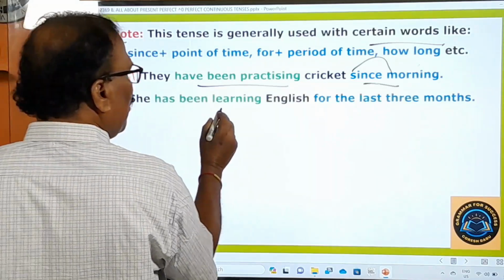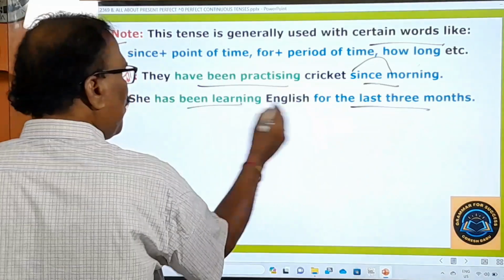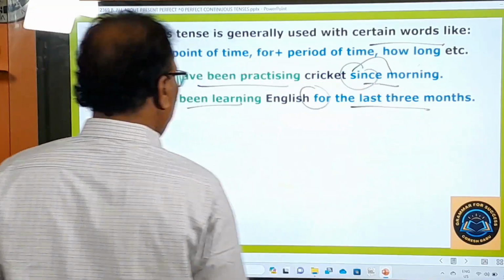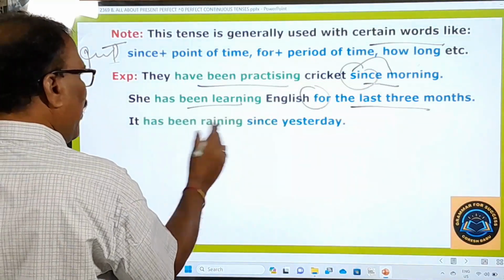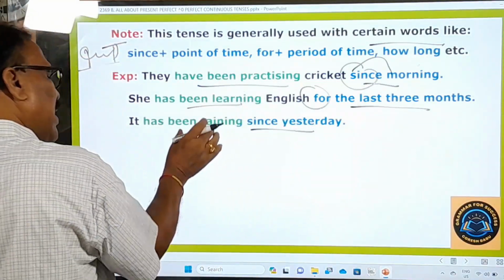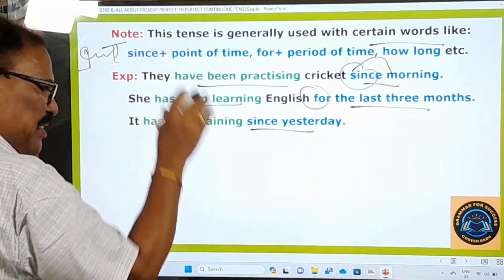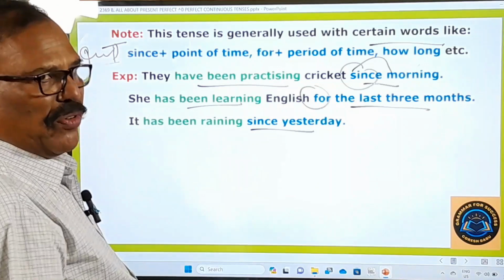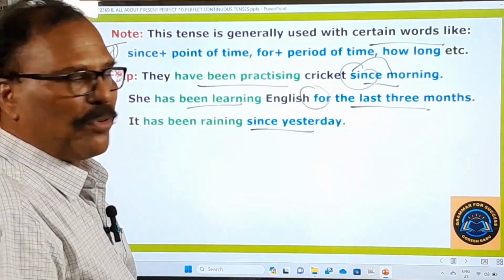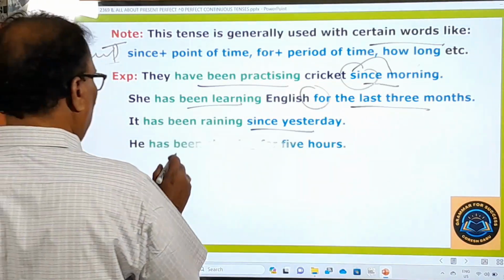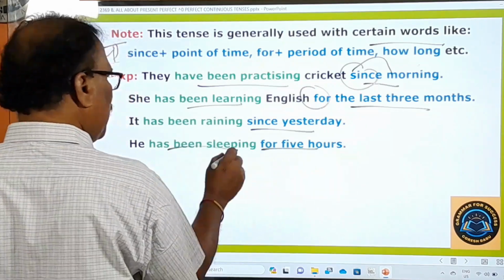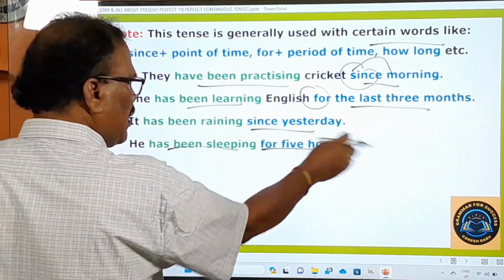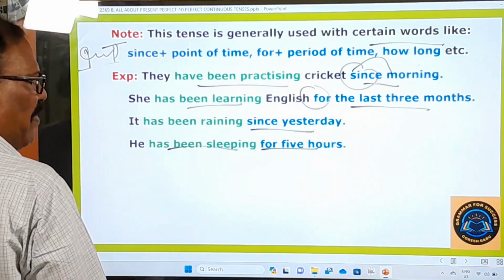And he has been learning English for the last 3 months, okay. For plus period of time is there, okay. And it has been raining since yesterday. It started raining yesterday, and at the time of speaking it is still raining, and in the future how long it is going to rain and stop, we don't know that. Yes, he has been sleeping for 5 hours, and it means still he is sleeping, still this is continuing. He has been sleeping for 5 hours, right?